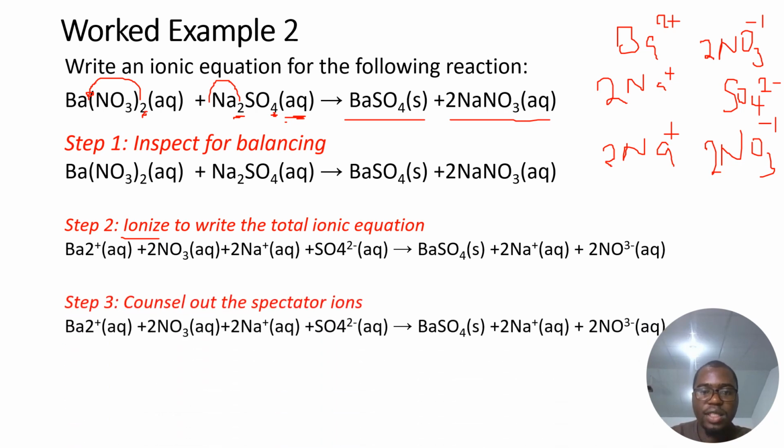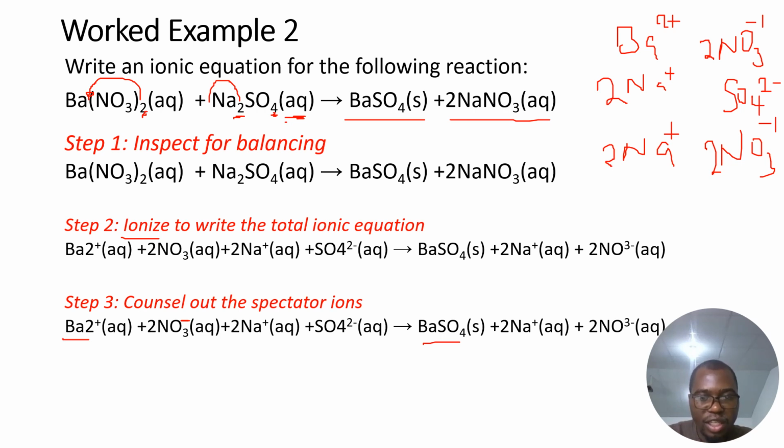After you do that, then you're going to look out for spectator ions, those that are found in exactly the same way on both the left-hand side and the right-hand side. So let's look at Ba2+. Make sure you put the symbols appropriately. So Ba2+, we don't have any Ba2+ here. This guy and this guy here, they are different ones. So spectator ions are supposed to be exactly the same one.